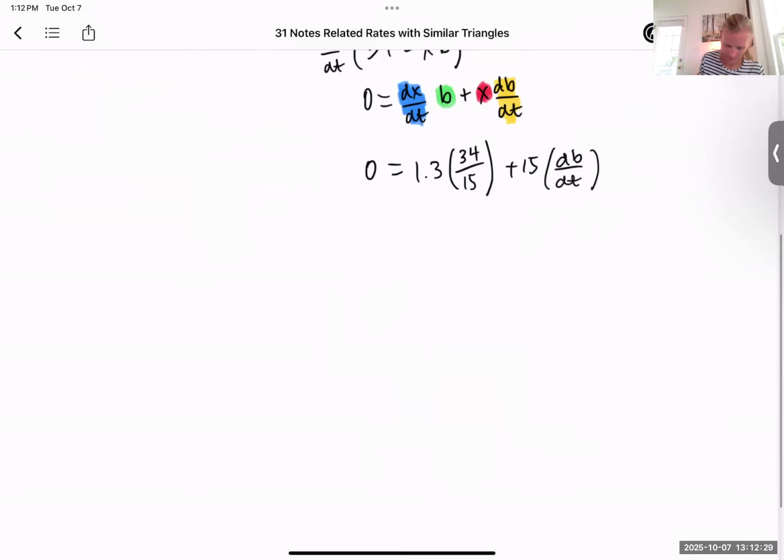Okay. And so now let's solve this. I'm going to have 1.3 times 34 divided by 15. I subtract that over and then divide by 15. So I'm going to get negative 0.196 meters per second for dB/dt.